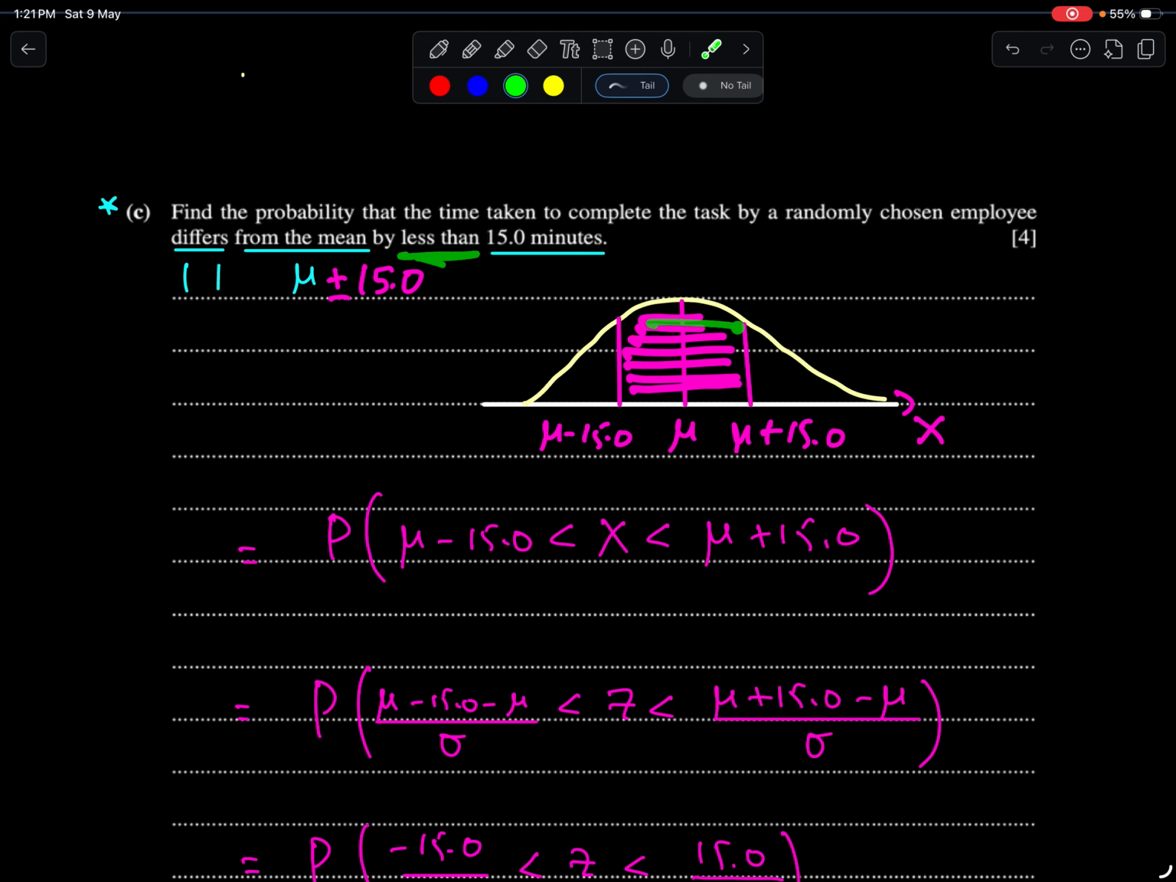Less than means this area. What if it says more than? Then either this area or this area. Please remember this. Less than means this area and more than means this and this. So we need this probability. So mu minus 15.0, just write this, x lies between this and this.